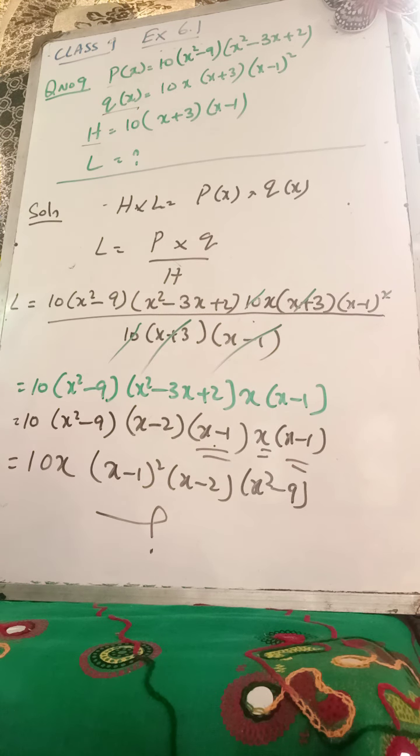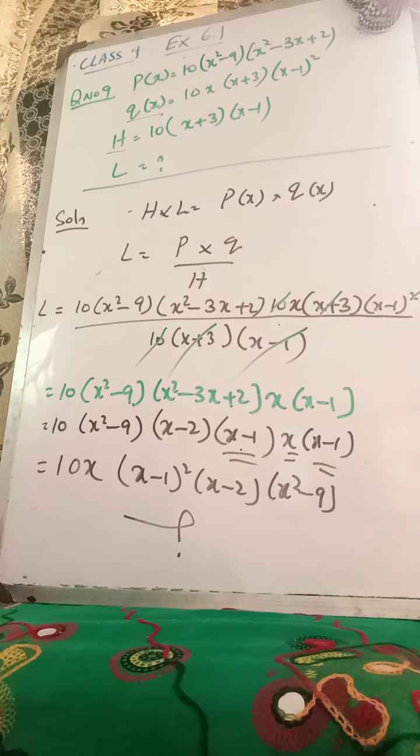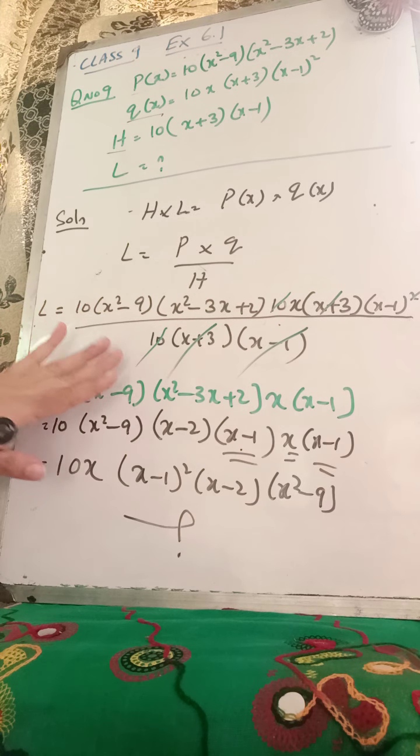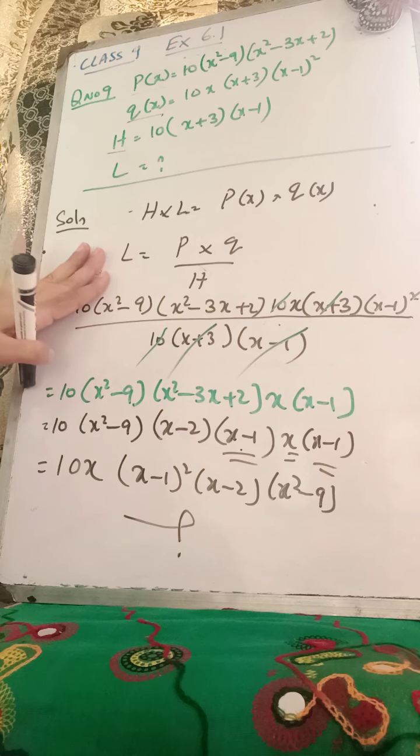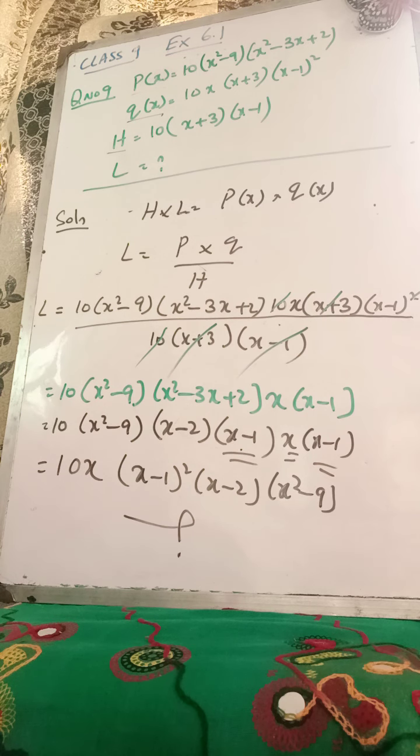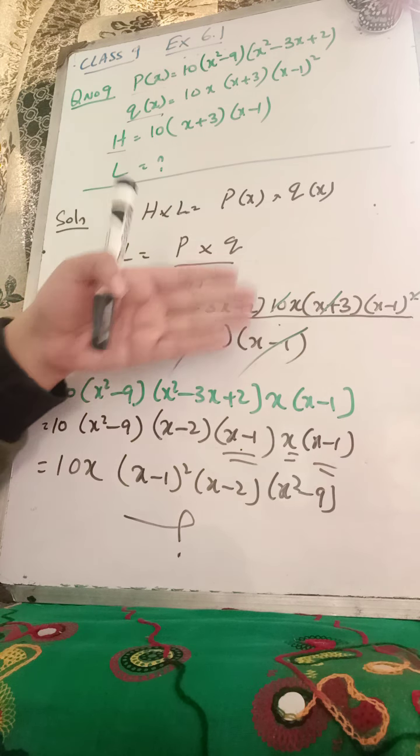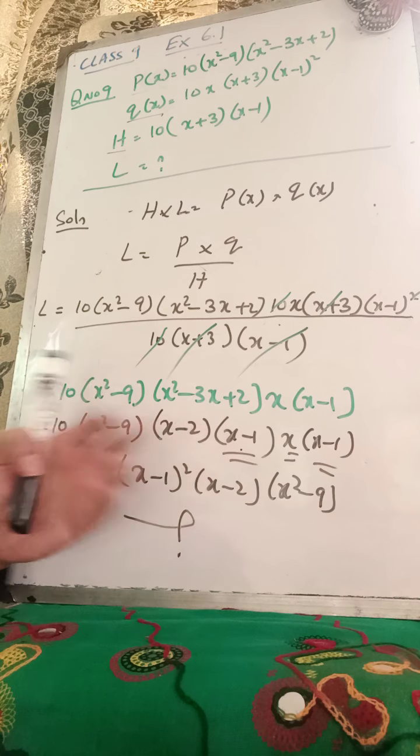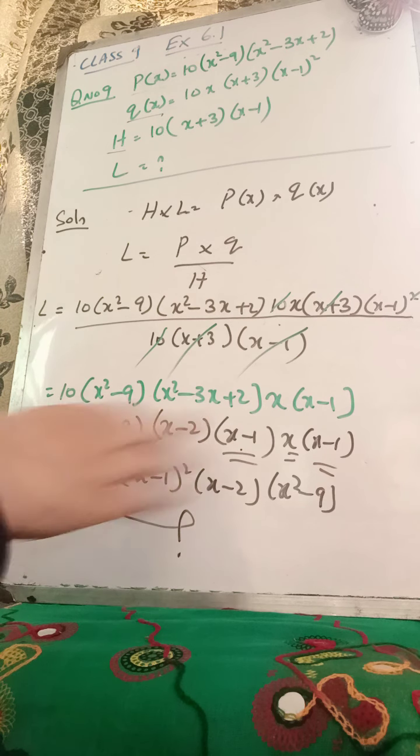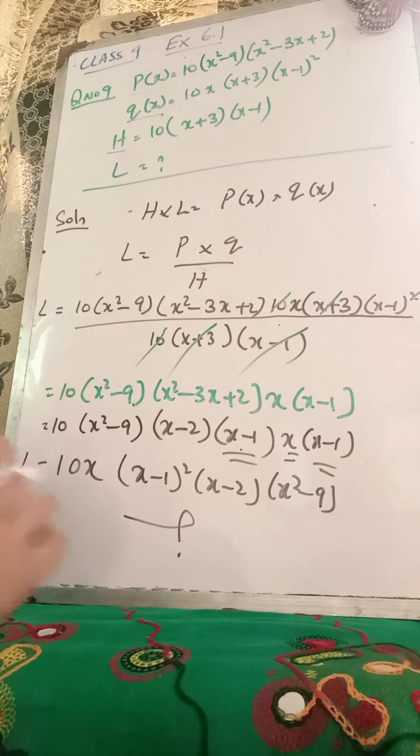This is how we found the LCM when the two polynomials were given and HCF was given. By using the same formula, we factorized this, we cancelled out the same factors, and then we multiplied all these factors, and this is how we obtained the LCM. So this completes the exercise 6.1.